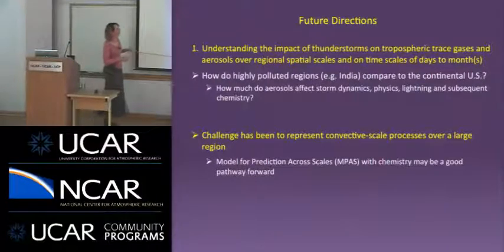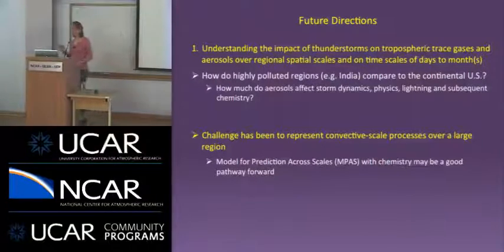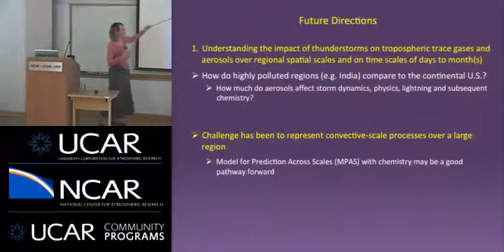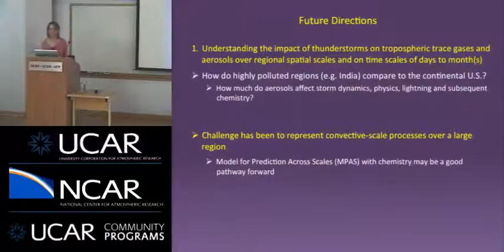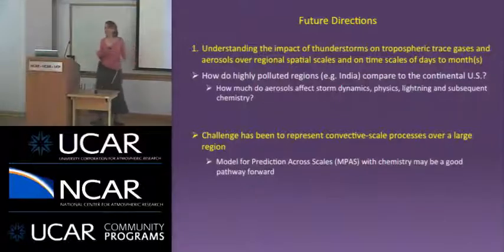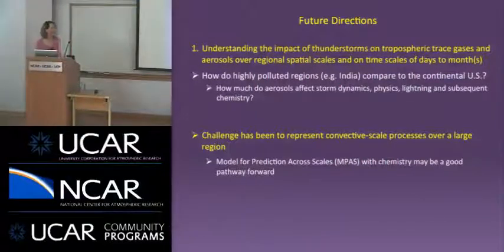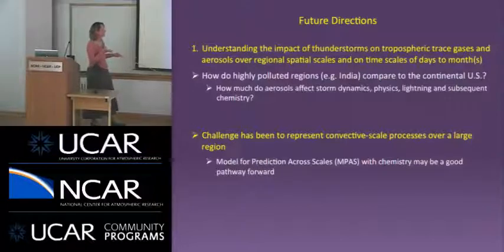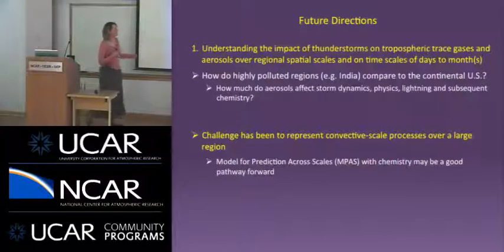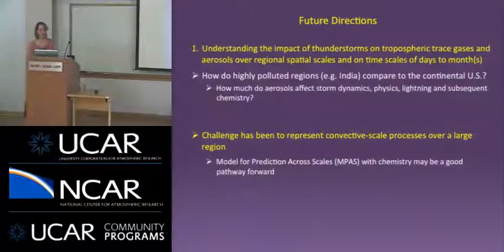In particular, I think the Asian summer monsoon region is very interesting because of the vastly different polluted conditions compared to the central US. And that brings up interest in looking at other processes, such as how important aerosols are in affecting the storm dynamics, the physics, and lightning and subsequent chemistry. And if you remember, I said that there's this challenge of being able to represent these convective scale processes over a large region. In that simulation that I showed you, it really was a challenge to do. So I'm thinking now that maybe using the model for prediction across scales with chemistry is a good way forward to do these types of studies.